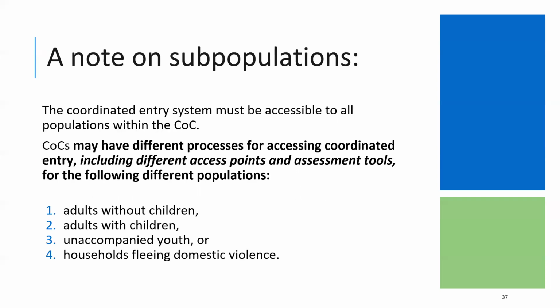A note on subpopulations. As we noted, the coordinated entry system must be accessible to all populations within the CoC, but you can have different processes for accessing coordinated entry, including different access points and different assessment tools for the following populations: adults without children, adults with children, unaccompanied youth, or households fleeing domestic violence.